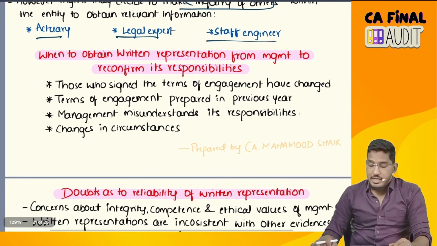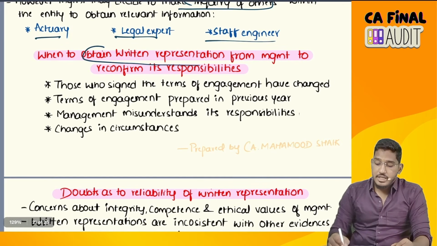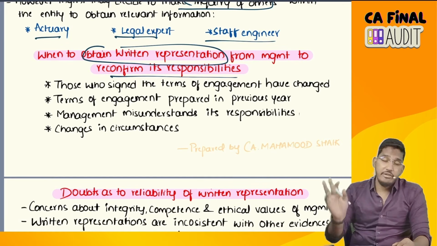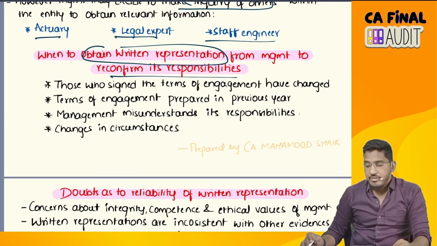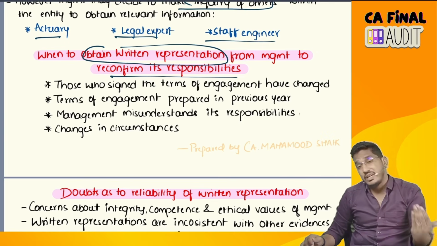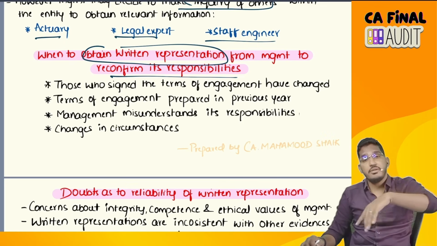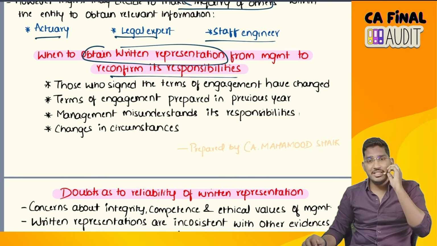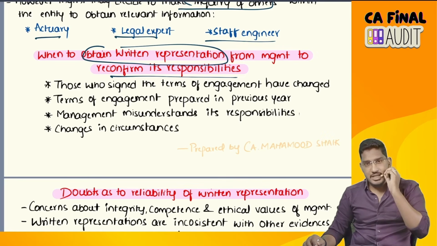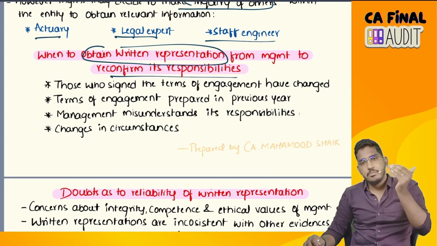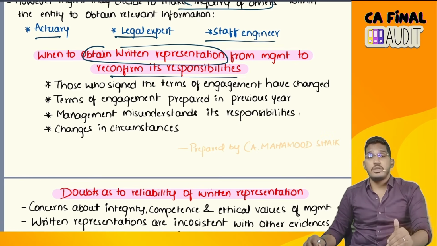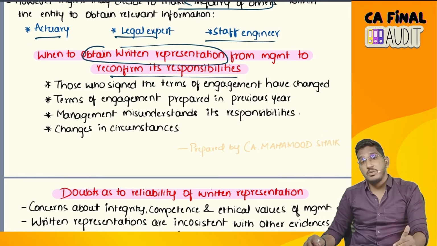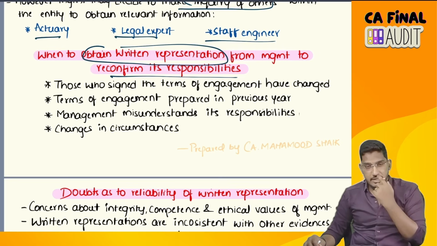Next, in some cases, you might be required to obtain written representation from the management to reconfirm your responsibilities. Sir, when will you get a written representation to reconfirm? Reconfirm means what? Confirming once again. That means initially you got a confirmation regarding the management responsibilities and all. But in some cases, during the course of the audit, it might be necessary for you to reconfirm the management responsibilities by getting written representation once again.